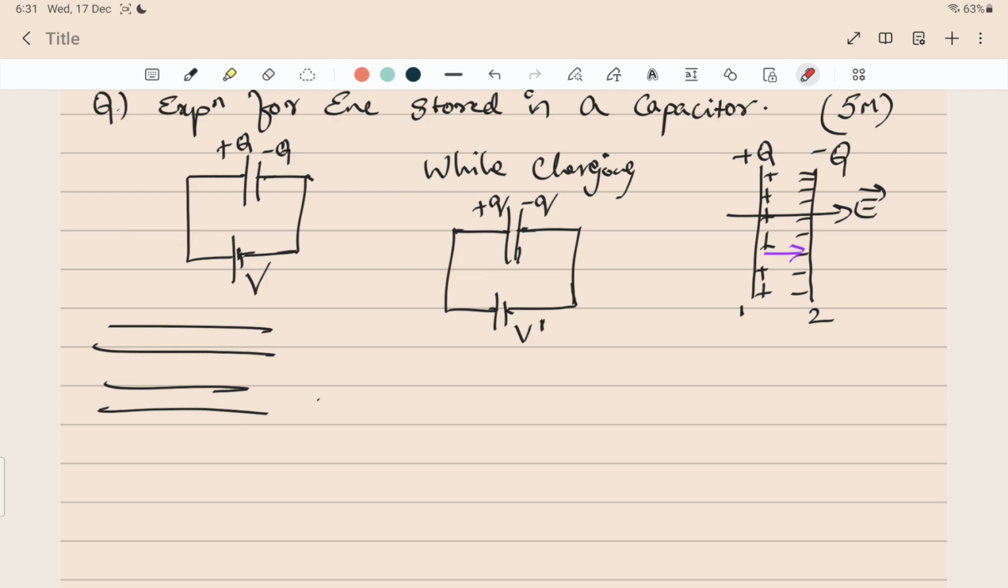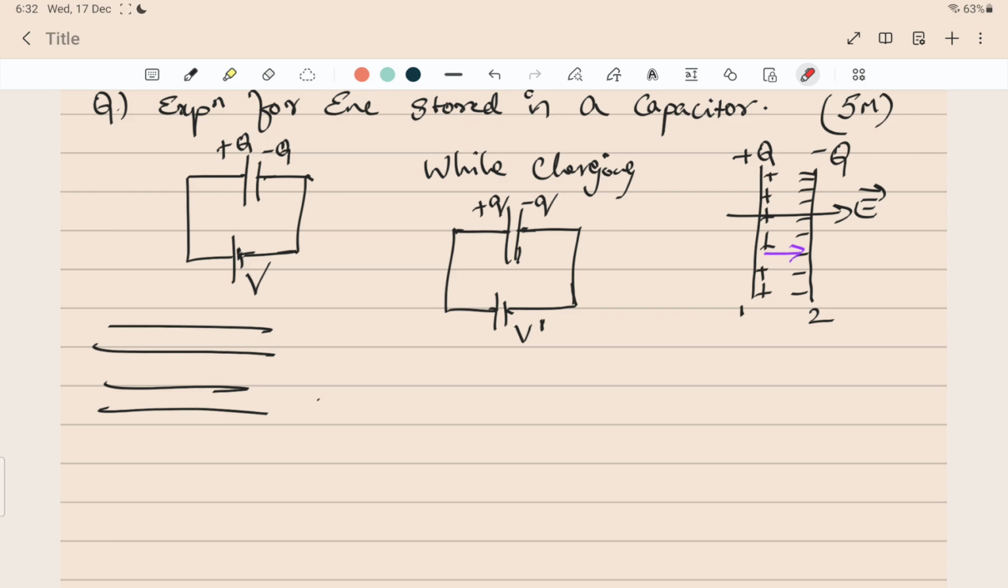For the first figure, you will write: consider a capacitor of capacitance C which is initially uncharged. Let us connect it to a battery of potential V. Then the charge acquired on the plates is plus capital Q and minus capital Q. After that you can directly go to the second figure. While charging, let us say a small amount of charge dq is transferred from one plate to another. During the intermediate situation, let us say the charge acquired is plus small q and minus small q. Let the potential be V dash at this point. So we have explained everything here.